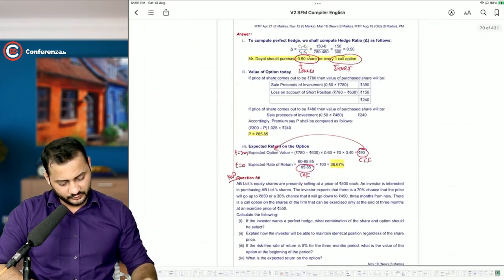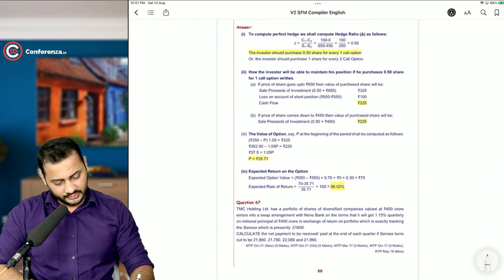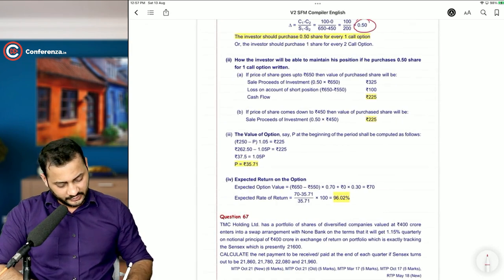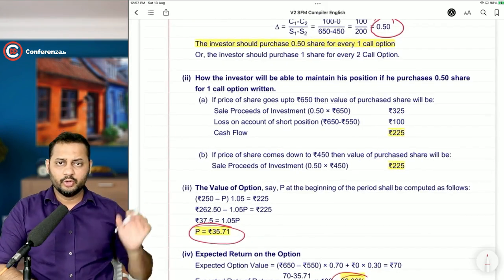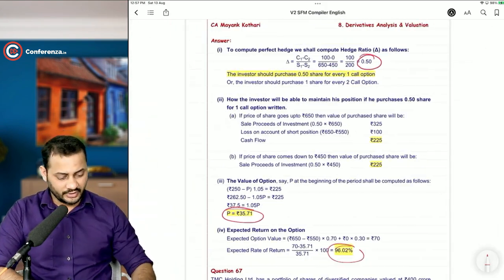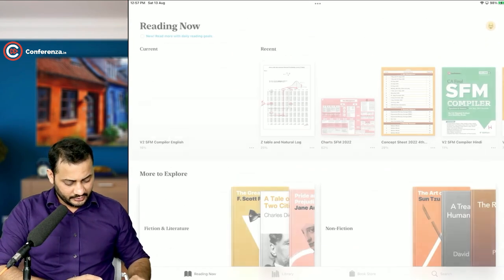You should take it as homework. Again, it will be like 0.50, then the probability, the value of the option, return of the option. And now the only new part is this question number 2. Let's look at this second part.